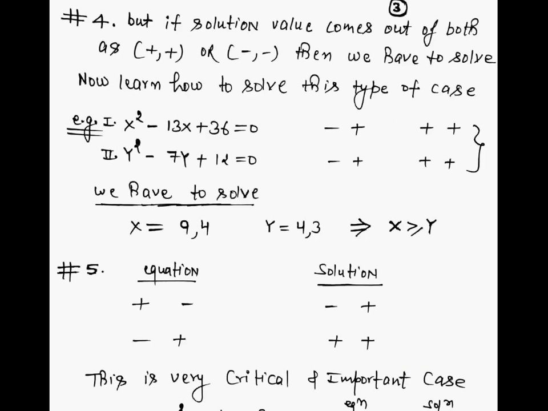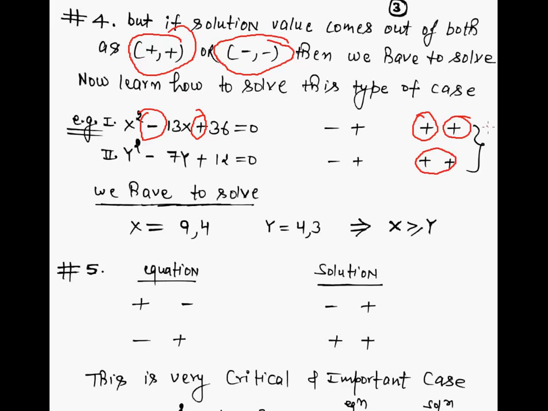Hello. Now there are some cases where we have to solve. See, if I get both signs as plus and plus, x values plus and plus, or minus and minus, there are many cases where we have to solve. Okay, see, b value is minus, c value is plus. This means the factors are minus and minus, so the value is plus and plus, same as the other.